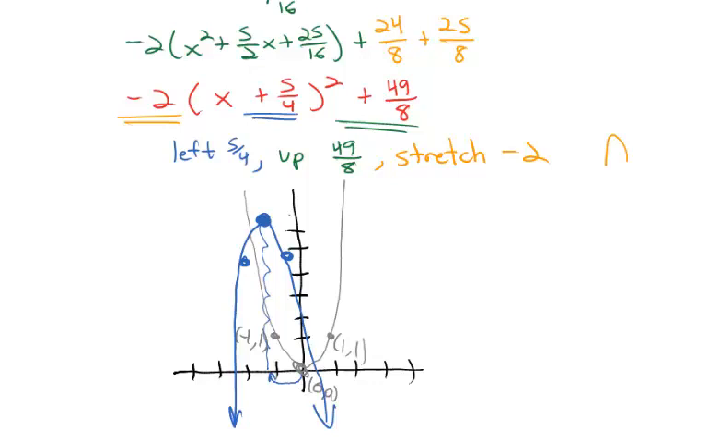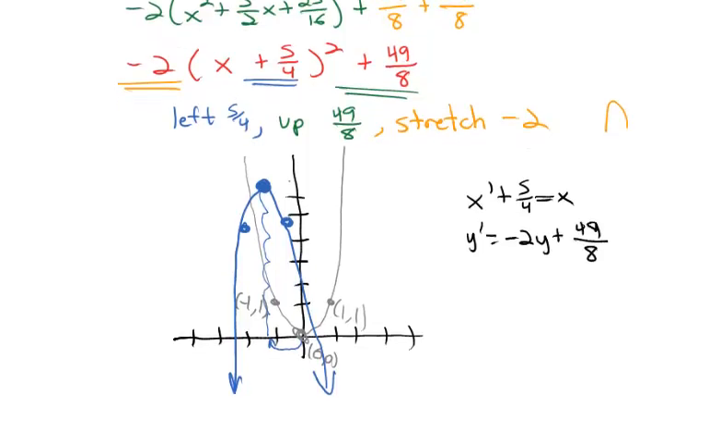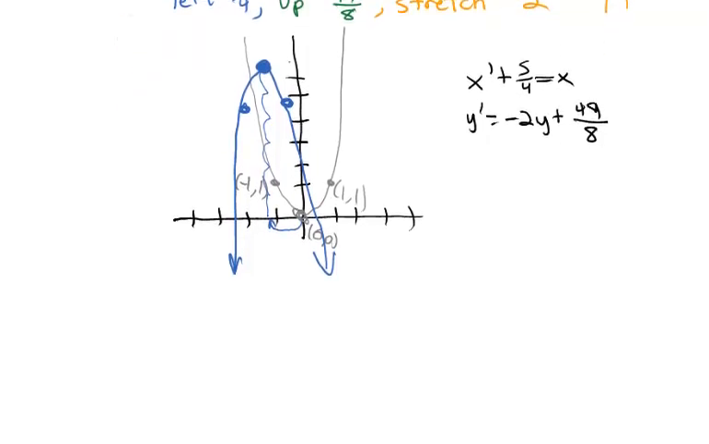We could have also done it the other way, where we found the new coordinates by taking x prime plus 5/4 equals x, and y prime equals negative 2y plus 49/8, and it would have given us the correct points for all of that as well. What's nice about all this playing with graphs that we've done is this shifting of graphs works no matter what the graph looks like.